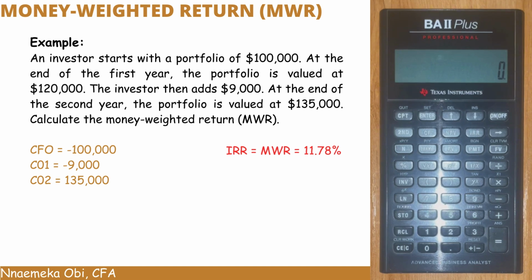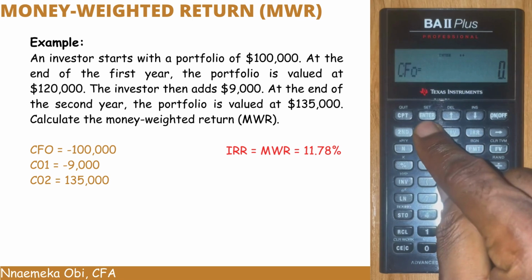Now at time one, the only cash flow that occurred is $9,000. And this is also an outflow from the investor's perspective. So we are going to add minus to that 9,000. Then the final value of the portfolio at time two is $135,000. So we are going to assume that this is an inflow to the investor. So we are going to use the cash flow worksheet to determine this money weighted return, which is basically the internal rate of return on these cash flows.